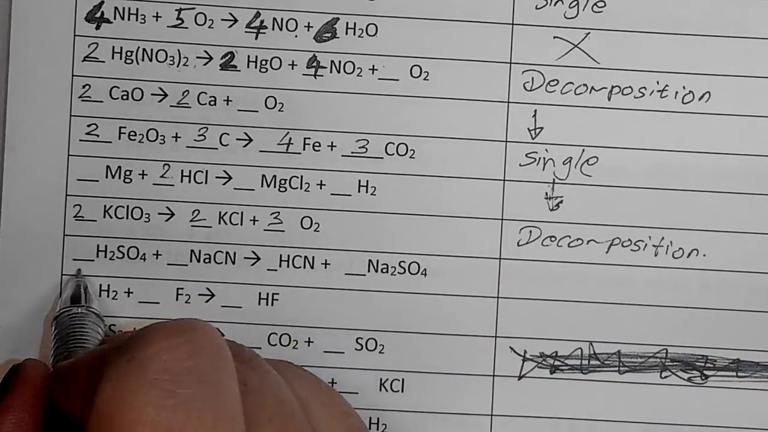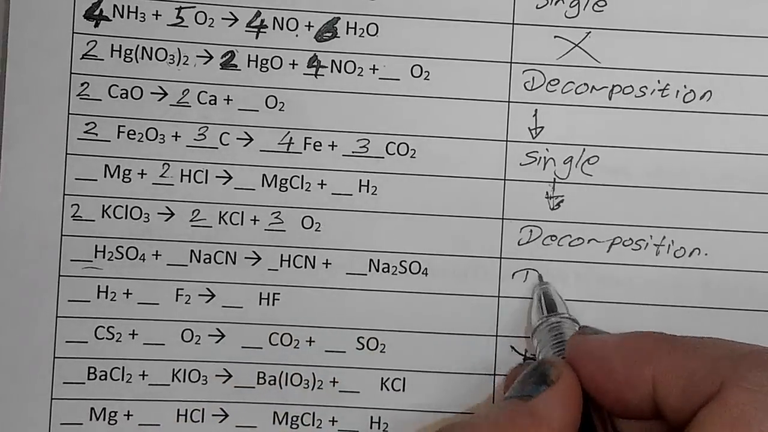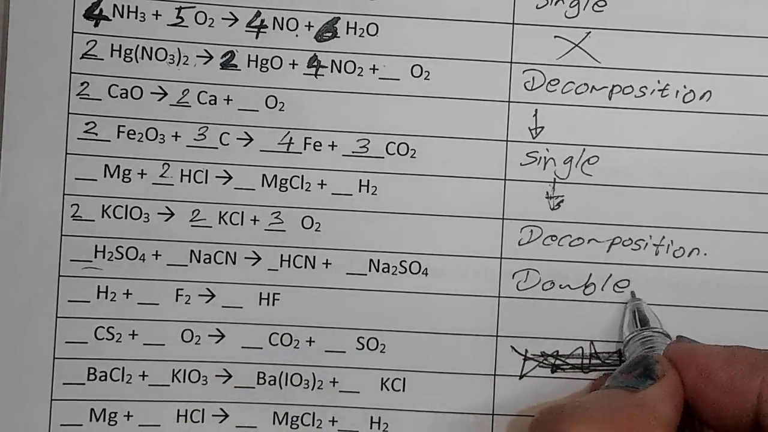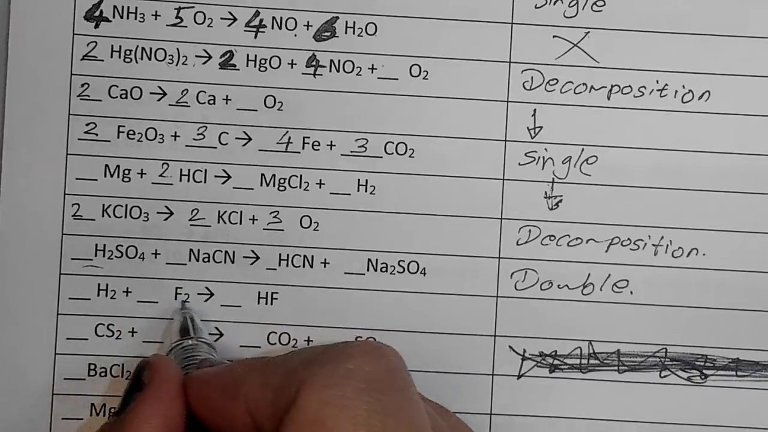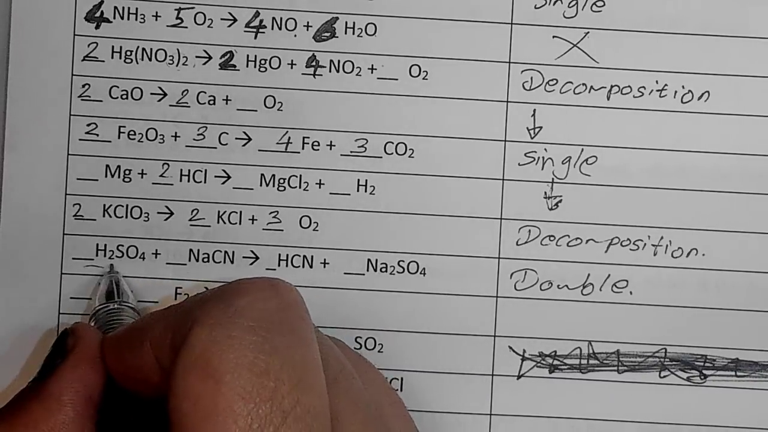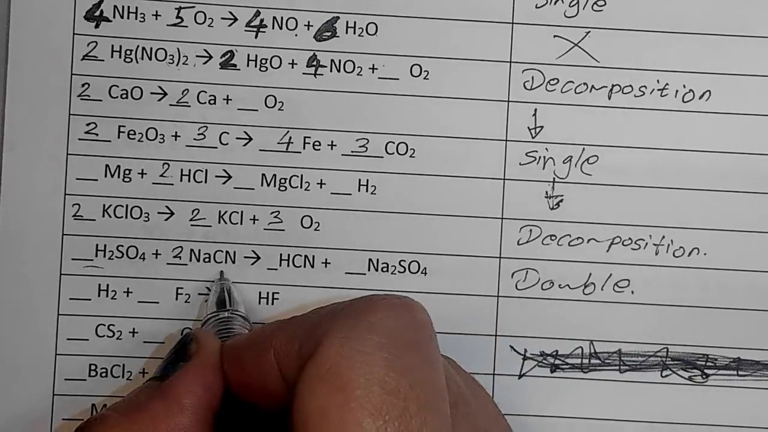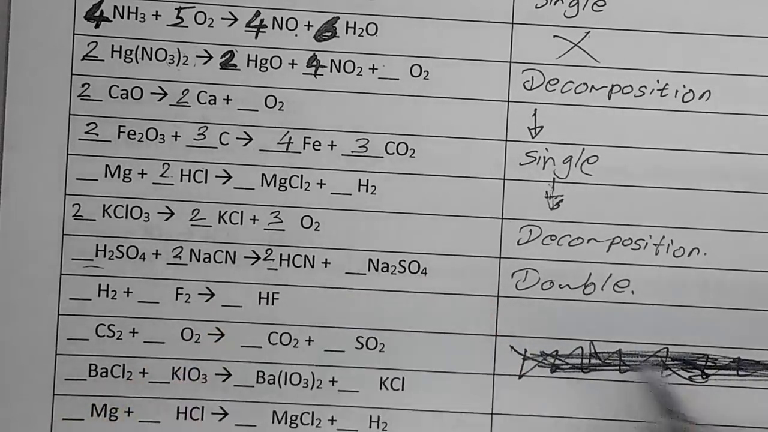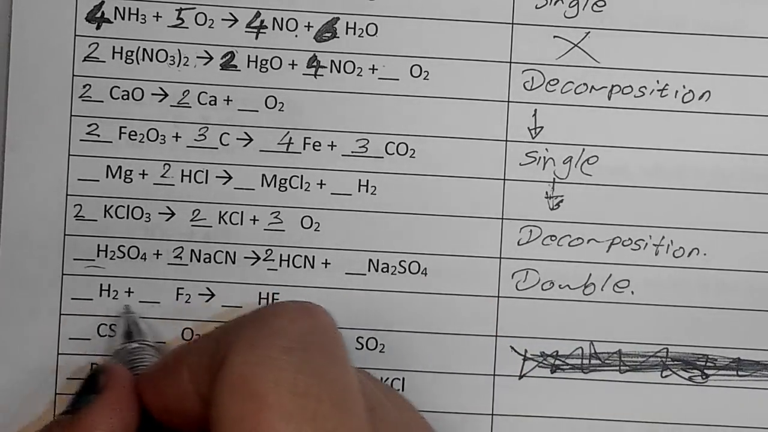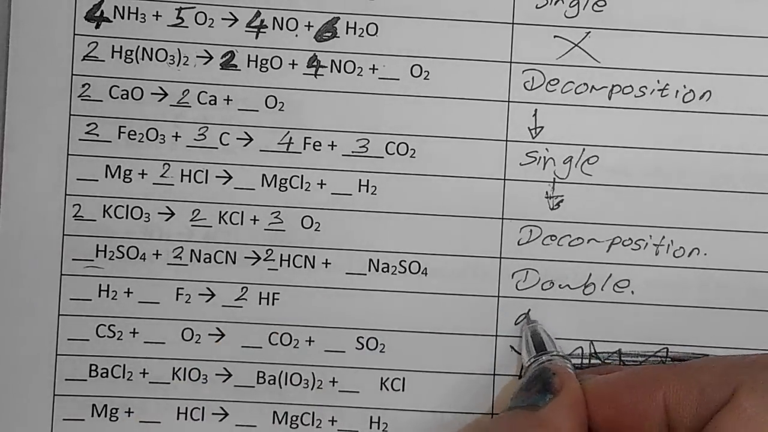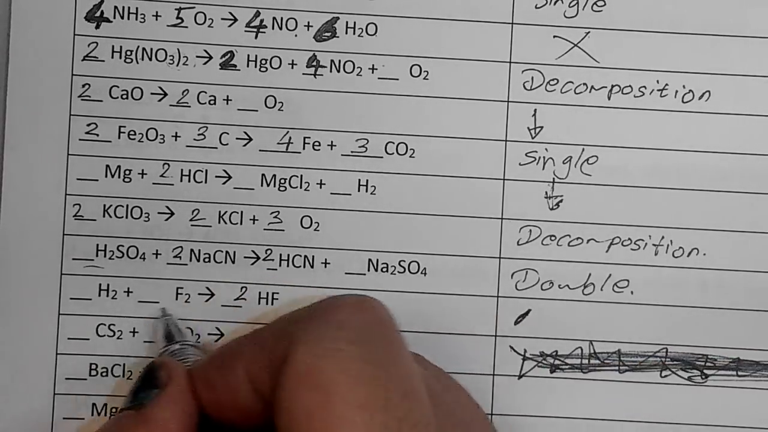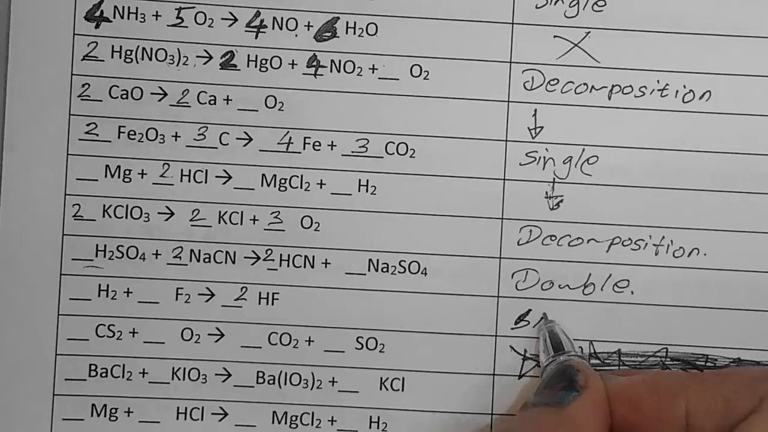The next one, that's a double displacement because Na and H switch place. How does it happen? Let me see. We're going to put 2 there. 2 Na. Cn is 2, H is 2. There we go. This one is, not decomposition, sorry, synthesis, because 2 things become 1 thing. Right? Synthesis.